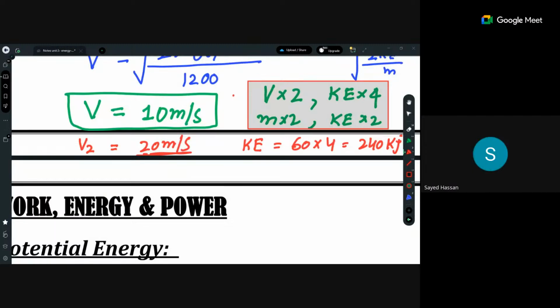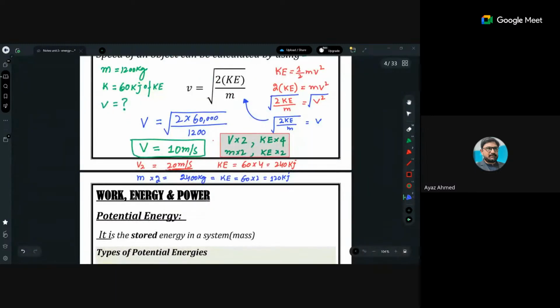Okay, is it clear? So if your mass is doubled, mass is multiplied by 2. So let's say the car was 1200, now this car is 2400 kg, then kinetic energy will be just doubled. Kinetic energy will be just 60 times 2, so it would be 120 kilojoule. So this is what you can be asked in MCQs and in theory in this way.